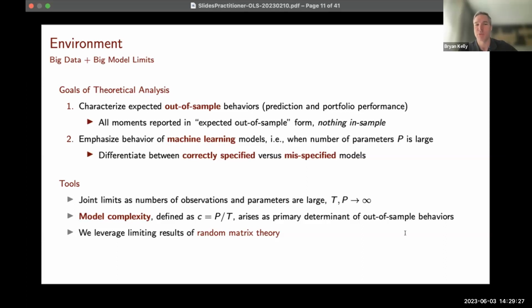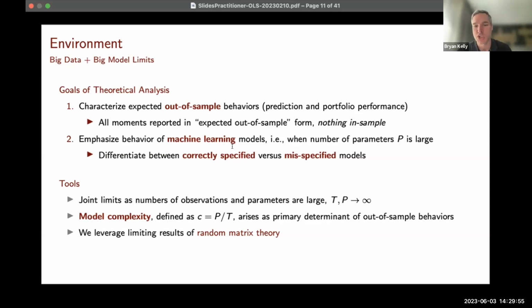In machine learning, when P is very large, you can't say anything reliable about what happens in sample. Everything that we care about is the expected behavior out of sample. So what I want to do with the theory, and every result that I'm showing you here, even if I don't say it explicitly, is an expected out of sample object. The point is that I want to be able to characterize this stuff mathematically in terms of my expected out of sample behavior. Now, to do this, I need a different type of limit theory.